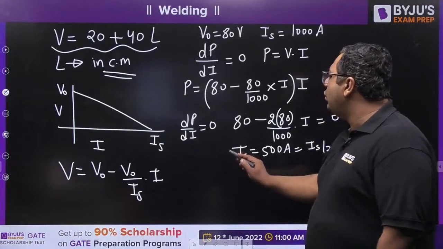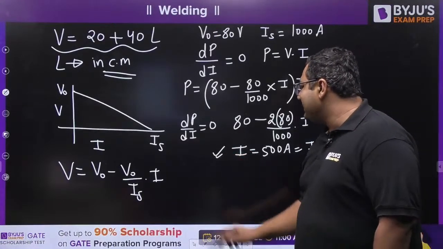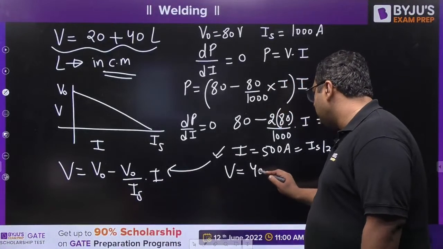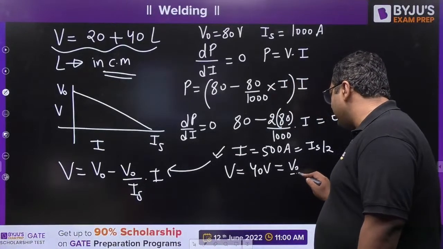Putting this value in this equation, you will get V to be 40 volt, which is nothing but V naught by 2.